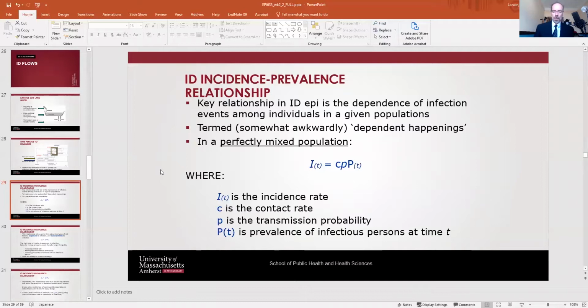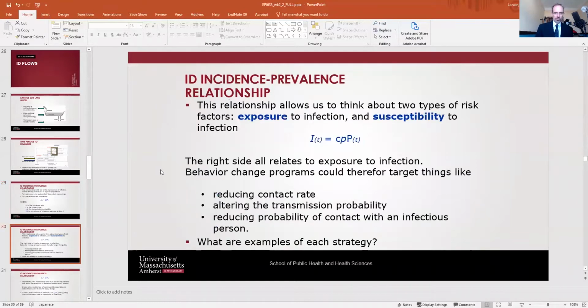This relationship allows us to think about two types of risk factors: exposure to infection and susceptibility to infection. So the number of infecteds at time t is related to the contact rate times the probability of transmission times the number of prevalent cases at time t. The right side all relates to exposure to infection.